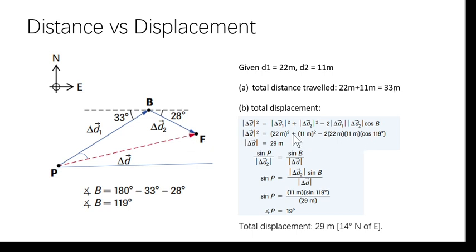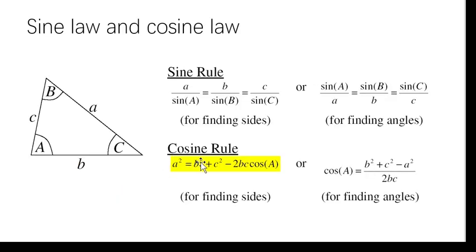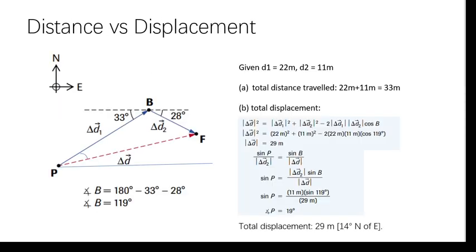However, finding total displacement can be pretty complicated. It involves both cosine law and sine law. The total displacement is the vector sum of the individual displacements. In this case, the total displacement is the vector in red. Notice that vectors are added up head to tail, or I would say tail to head. To find this distance, we need to apply cosine law, which is a squared equals b squared plus c squared minus 2bc cosine A. We apply the formula and find that this distance is 29 meters.